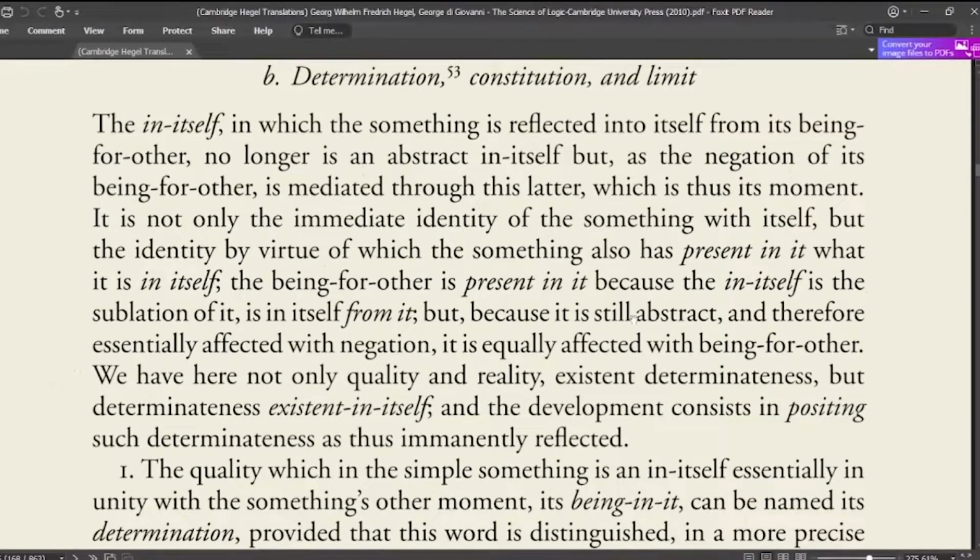But because it is still abstract and therefore essentially affected with negation, it is equally affected with being for other. We have here not only quality in reality, existent determinateness, but determinateness existent in itself, and the development consists in positing such determinateness as thus immanently reflected.